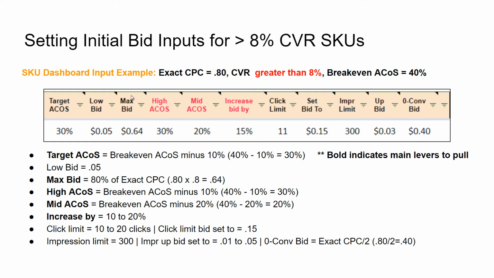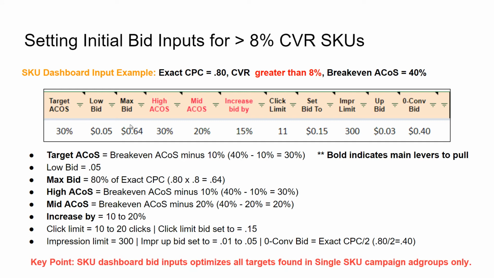Keep in mind, this is going to be one of your main levers that you can change going forward to really scale up that SKU, because for any targets that meet the SKU dashboard requirements, this max bid is going to be the upper limit bid that it's going to be set to. So Apex could consider, based on your current performance metrics, that you could be bidding at like $1, but if you have 64 cents set, it's going to bid 64 cents.